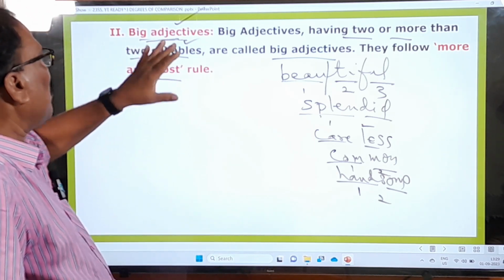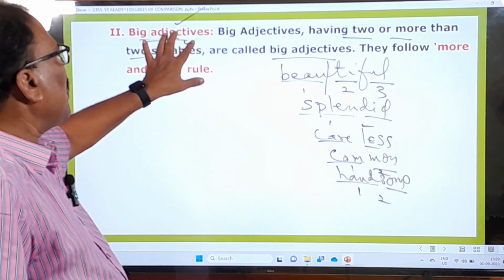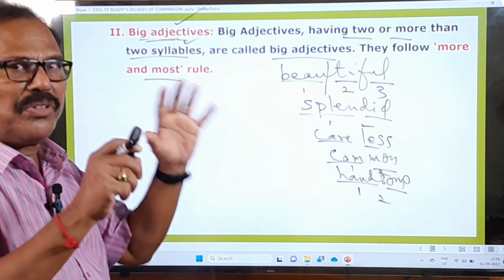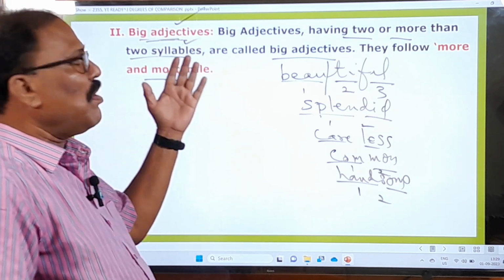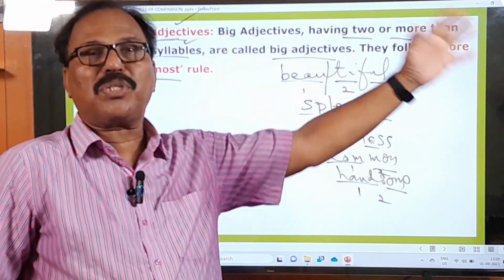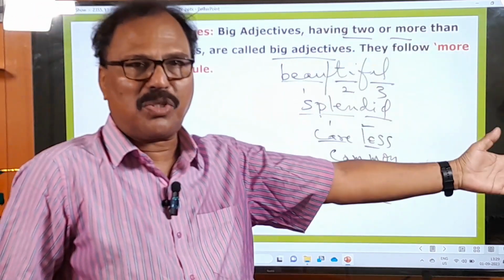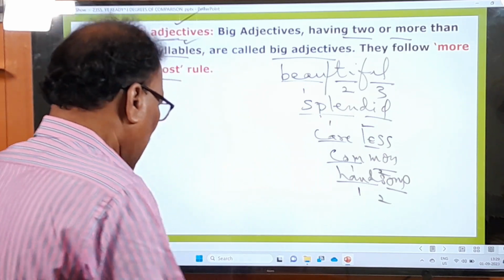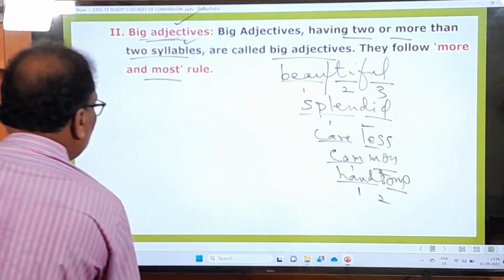And now let me talk to you about the big adjectives. Whenever you think it is a big adjective, that adjective follows the more and most rule: more in the comparative, most in the superlative. I did not tell you again and again. I'll give you some examples to make you understand that.